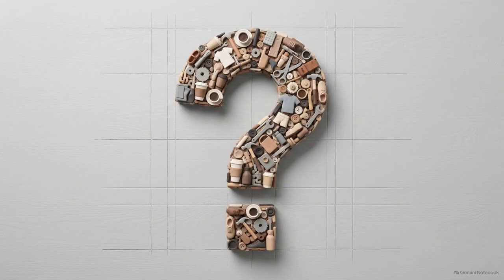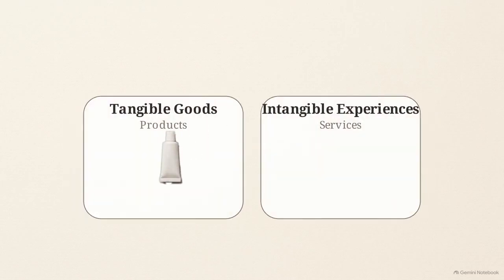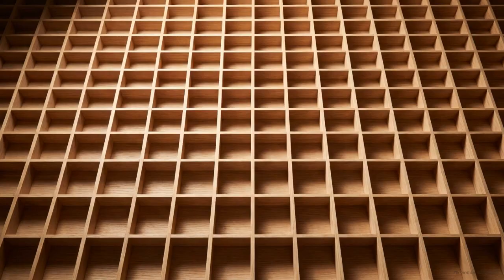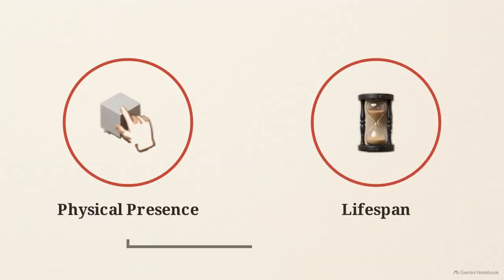Curious, how do economists actually make sense of all this? How do you categorize a physical paste and an experiential haircut into a single logical system? To understand global commerce, you need a universal sorting mechanism. Economists filter every transaction through two simple metrics: physical presence and lifespan.